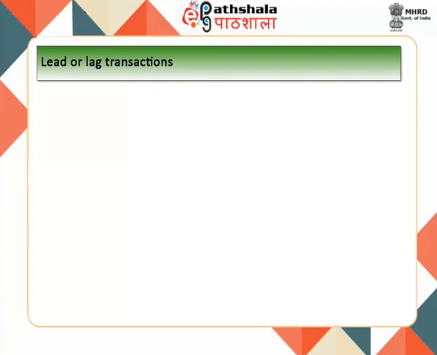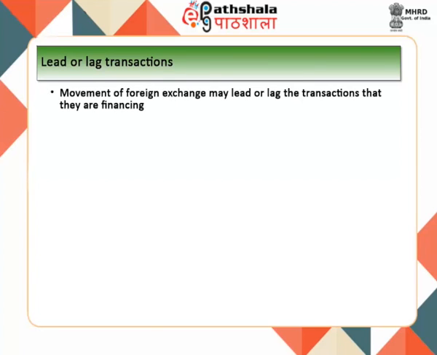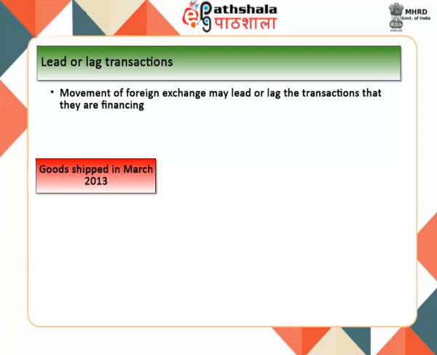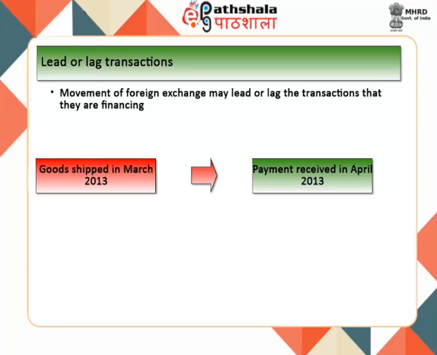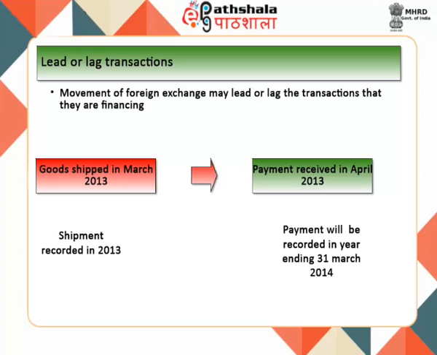Lead or lag in transactions. Movement of foreign exchange may lead or lag the transactions that they are financing. For example, if goods are shipped in March 2013 and the payment for them is received in April 2013, the shipment will be recorded in the financial year ending 31st March 2013. However, payment for it shall be recorded in the following financial year ending 31st March 2014. This difference leads to statistical discrepancy in the BOP statement.